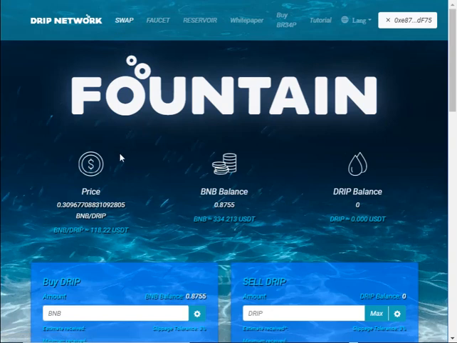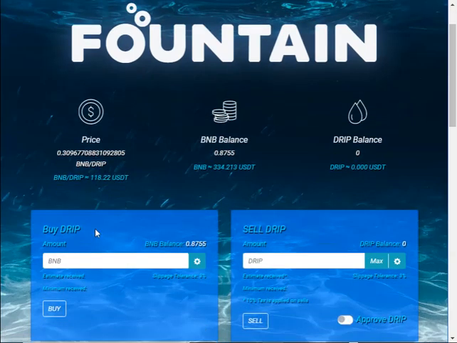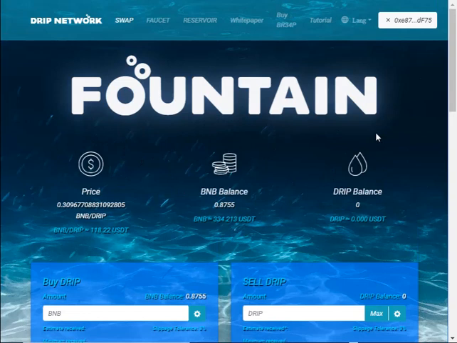You're going to see this is the fountain. This is where you go get your money, or you sell your money to get it back out of the program. Right here's your buy screen. Right here, this is your sell screen. Right now, this is the price of the token. This is my current BNB balance in my wallet, and I have no drip in my wallet. I've already deposited all the drip I had. This is my wallet. I'm connected.